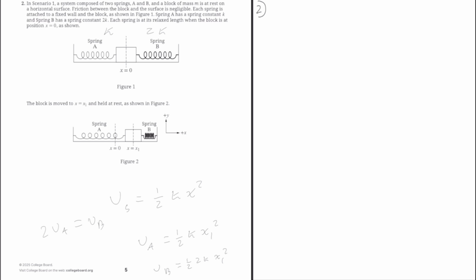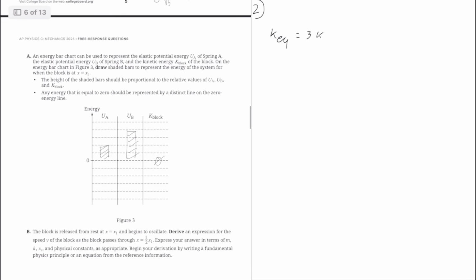But actually, you know what? I'll do both because I want you guys to understand both situations. If you understand both, then you'll be fine on the exam. So let's do both. Now we'll declare KEQ equals 3K. Bam. Okay, now what was it asking me? I forgot.